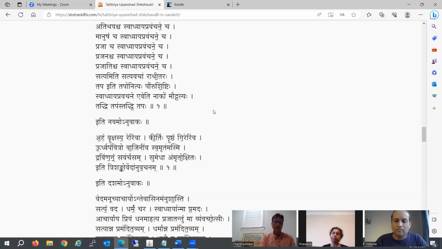Iti Trishankor Vedanuvachanam. Aham Vrikshasya Reriva. Kirti Prushtam Gireriva. Urdva Pavitro Vajini Vasvamrutamasmi. Dravidagam Savarchasam. Sumedha Amrutokshitaha. Iti Trishankor Vedanuvachanam.